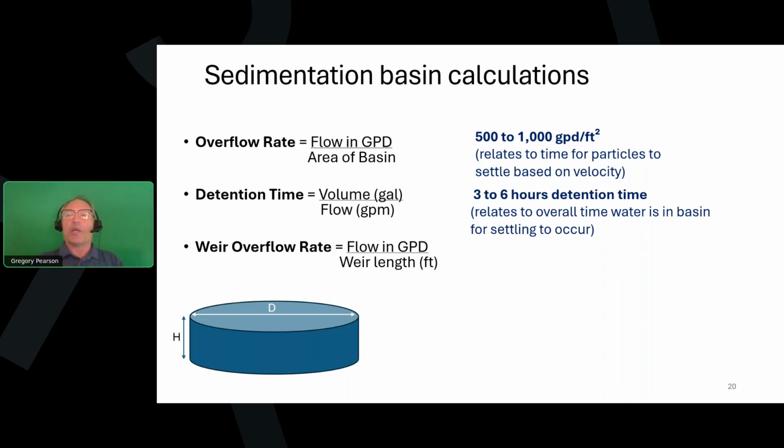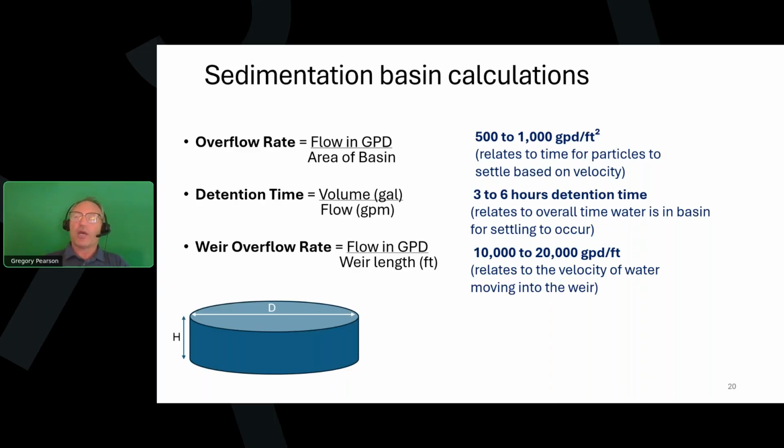And then the last one is the weir overflow rate. It generally should not be higher than 20,000 gallons per day per foot. And that tells us about the speed of the water entering the weir. In a circular sedimentation basin, the weir is the circumference of the sedimentation basin. So we would look at the length of the weir, we'd take the flow divided by the length, and we don't want that velocity to be too high because it could create currents that could cause problems and cause solids to be lost.